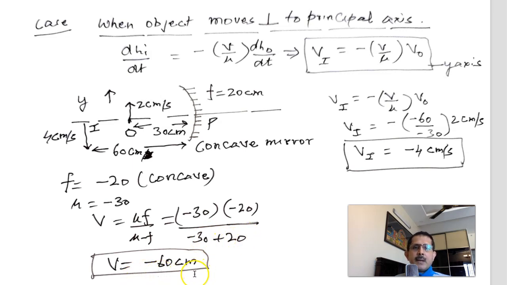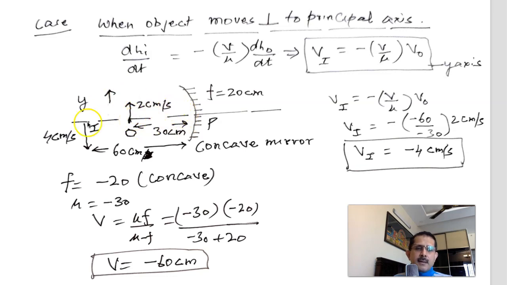I get V is equal to minus 60. Now I have to find this movement downwards with the speed of 4 centimeter per second. We have to find with what velocity the image will move. Very simple. We will quickly apply this formula. Vi is equal to minus 60 by minus 30 into 2 centimeter per second. What is 2? 2 is the speed they have given.